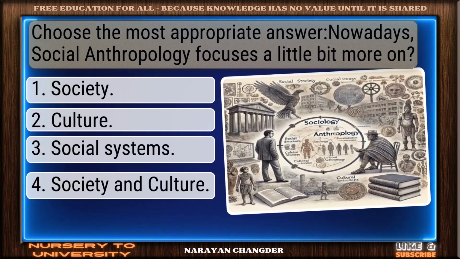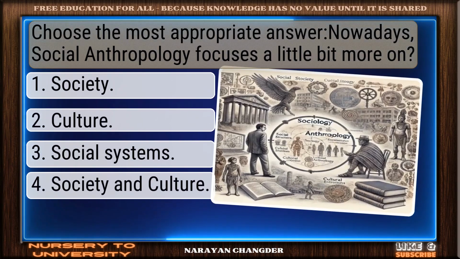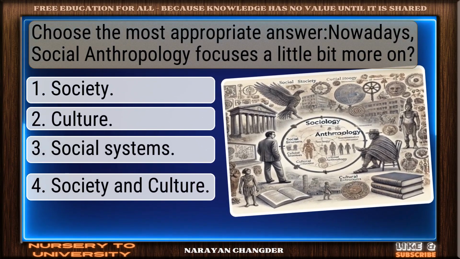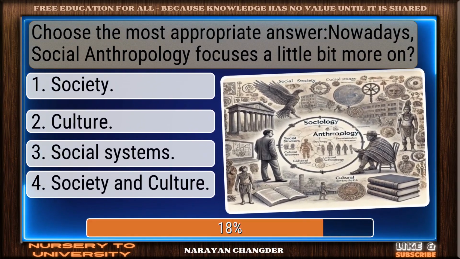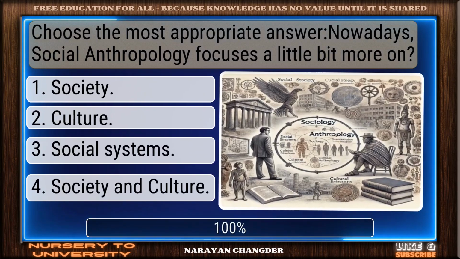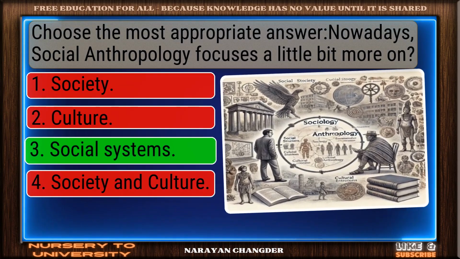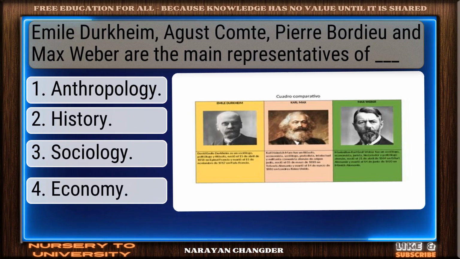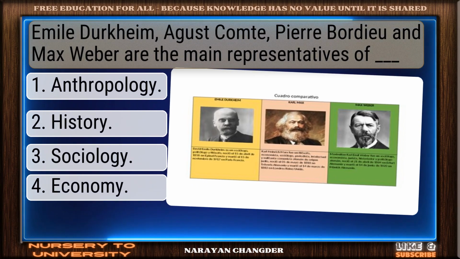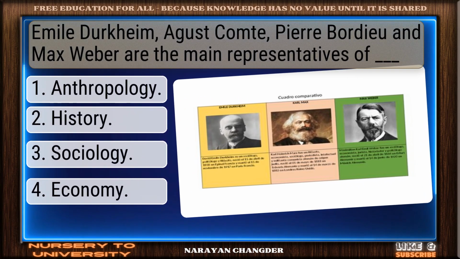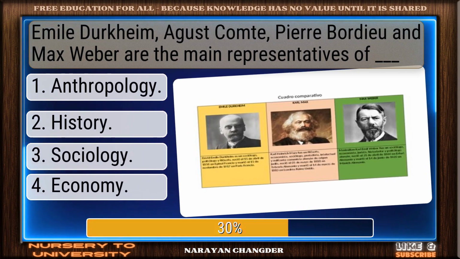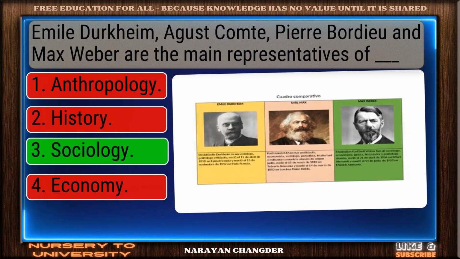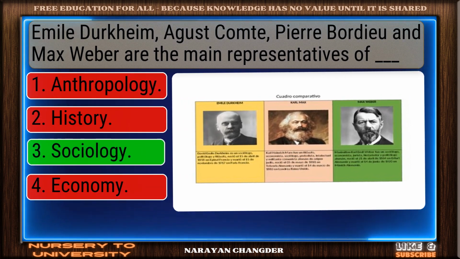Choose the most appropriate answer. Nowadays, social anthropology focuses a little bit more on. Well reasoned. Social systems is the correct choice. Emile Durkheim, Auguste Comte, Pierre Bourdieu and Max Weber are the main representatives of. Valid point. Sociology is true.